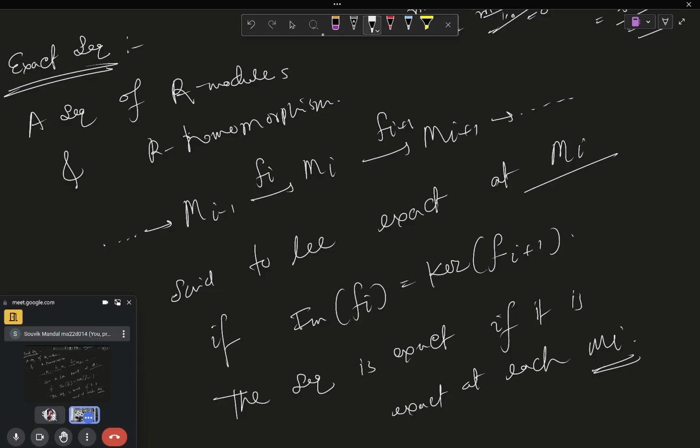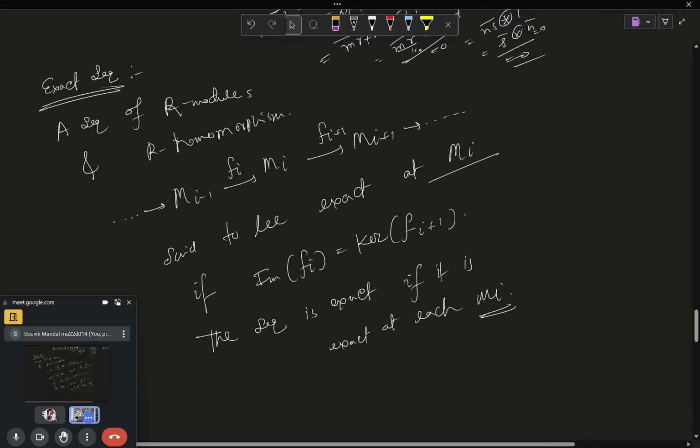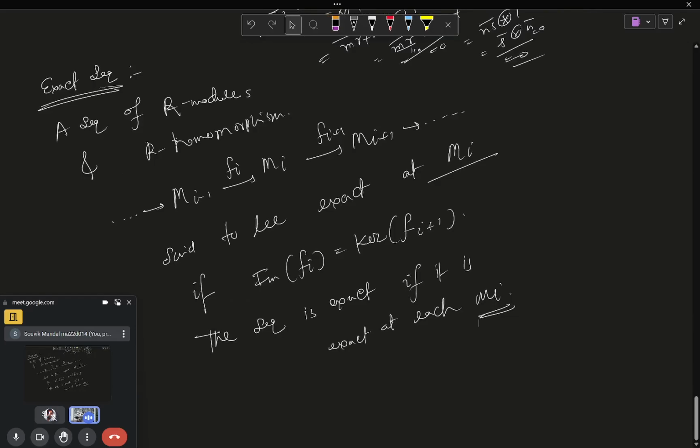So the definition is as follows. The definition is quite vague, but there is nothing really. Suppose you have a collection of R modules and a collection of homomorphisms, like f_i from M_{i-1} to M_i, f_{i+1} from M_i to M_{i+1}, and the left side may go to infinity and the right side maybe goes to infinity. Finite, infinite, whatever it is. Then the sequence is said to be exact at each M_i if the image of the previous map is equal to the kernel of the next map.